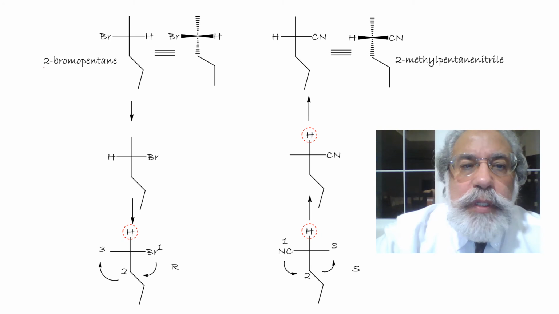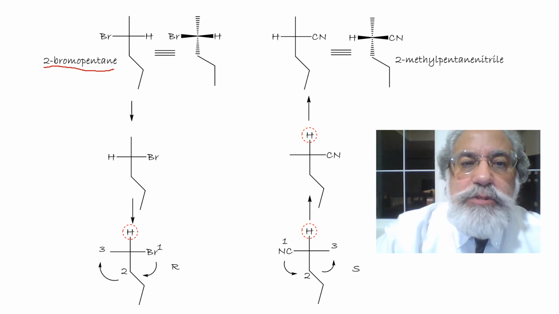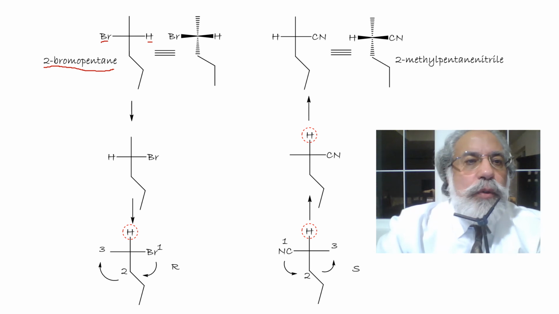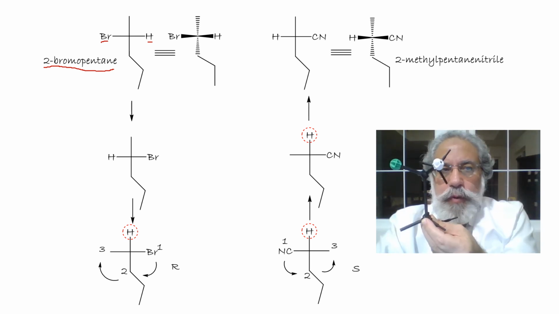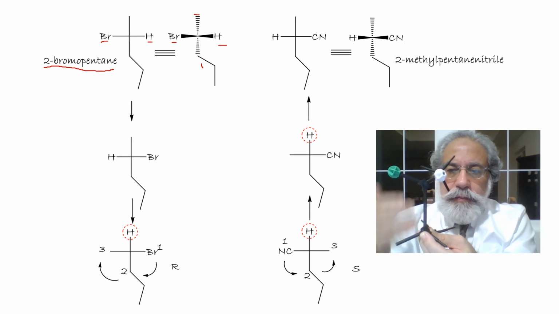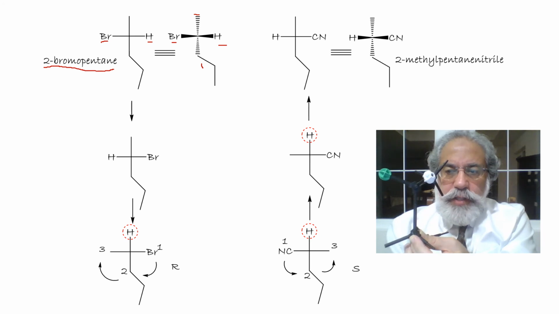Recall how we used Fischer projection. Here is 2-bromobutane drawn this way: hydrogen right, Br left, methyl up, and propyl down. Recall, to draw it this way, the hydrogen and Br should be in front, and the methyl and the propyl should be in the back. Okay? That's essential to understand.